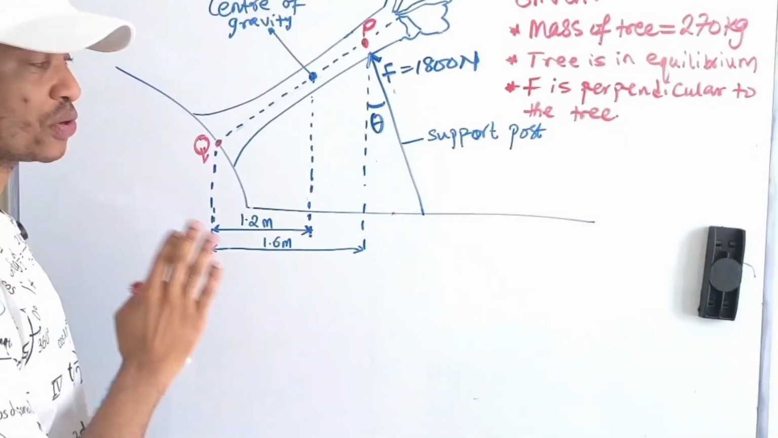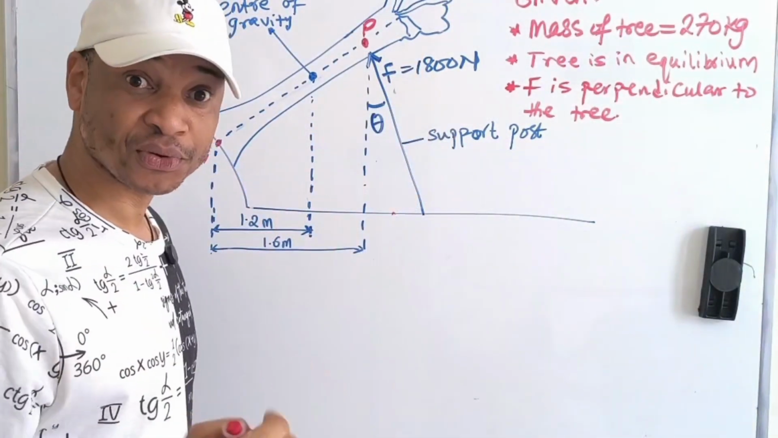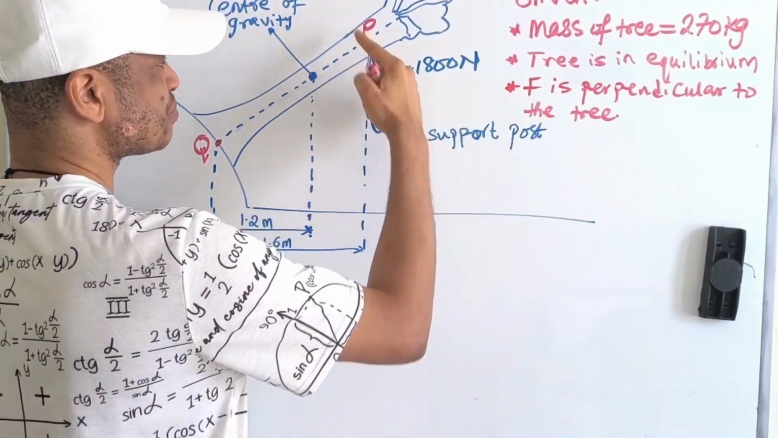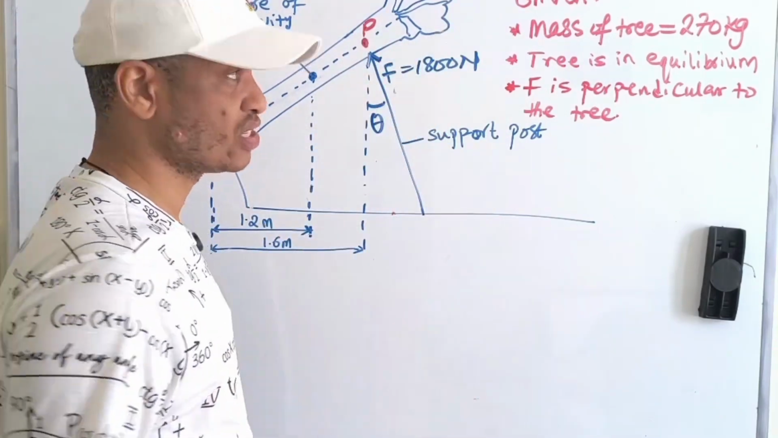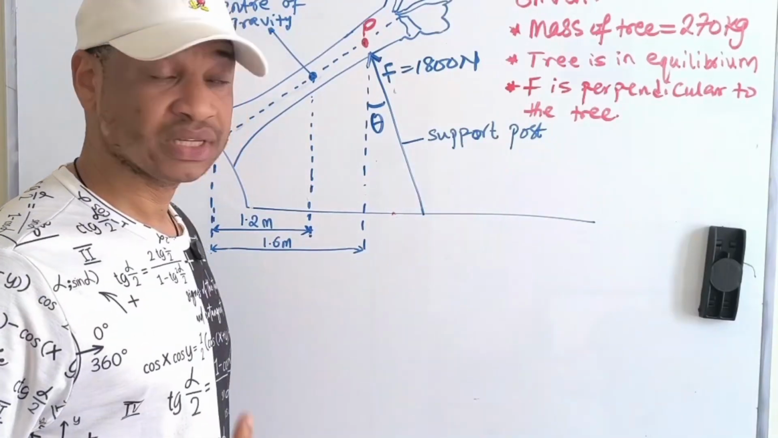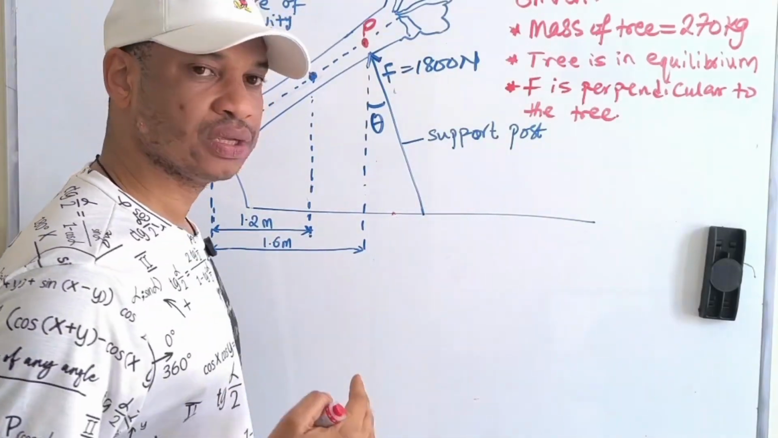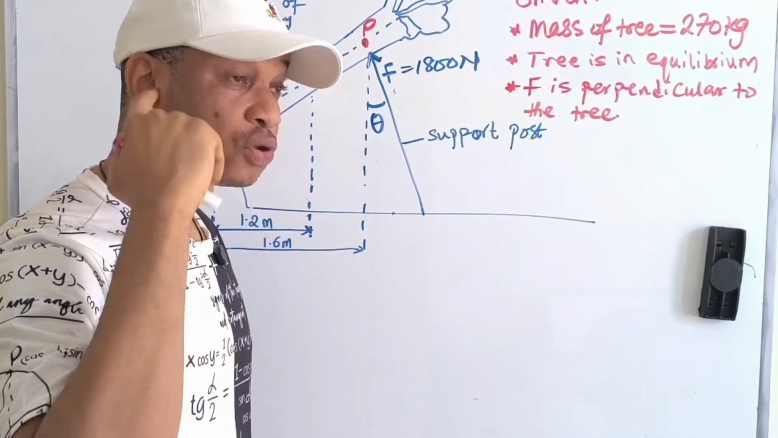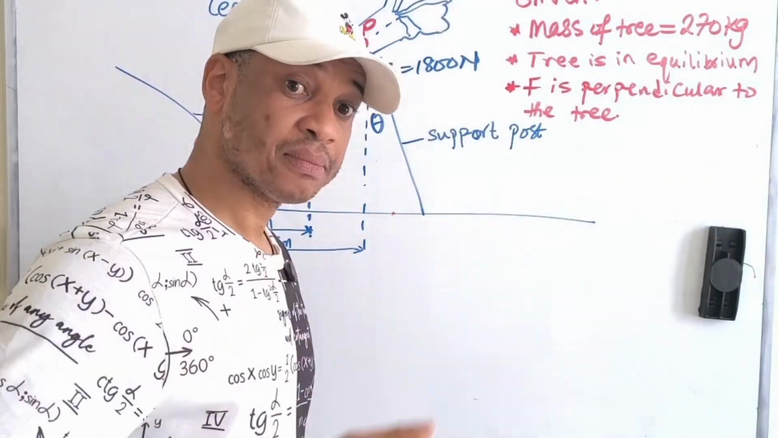All right, so we have a question. There's a tree that's about to fall down, maybe, we don't know. And there's a support here, and this support is perpendicular to the tree. Perpendicular means 90. So the given information: the mass of the tree is 270 kg, and the tree is in equilibrium. It means the tree is not moving. All the forces are balanced.